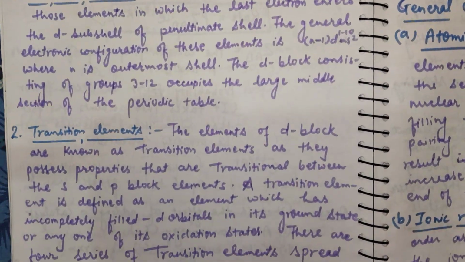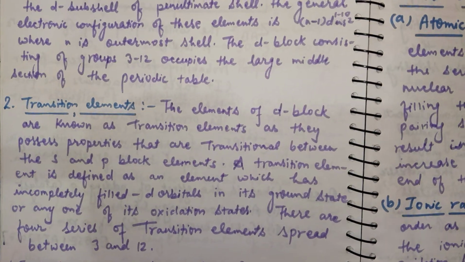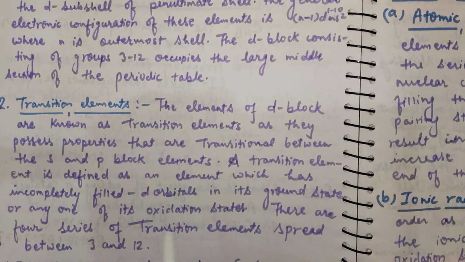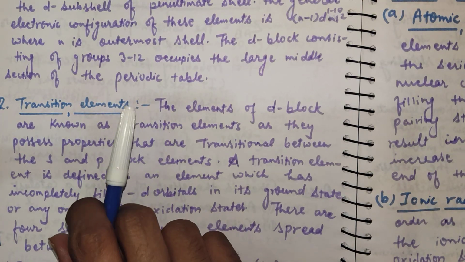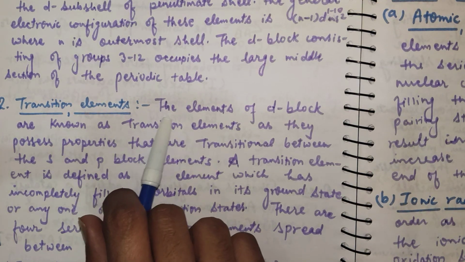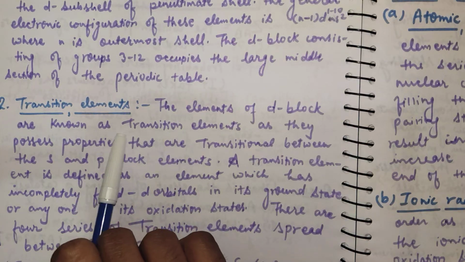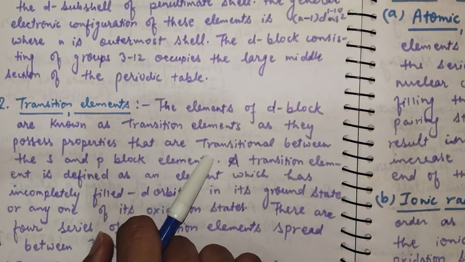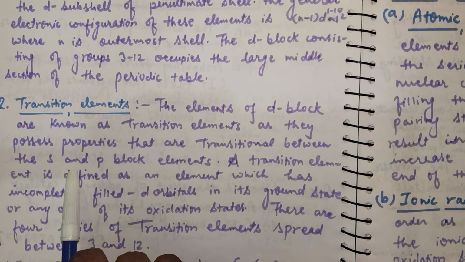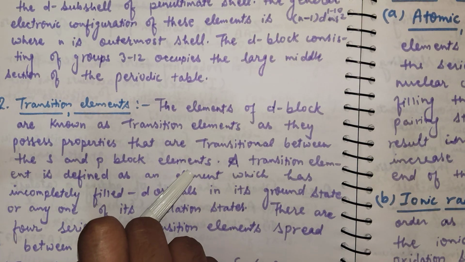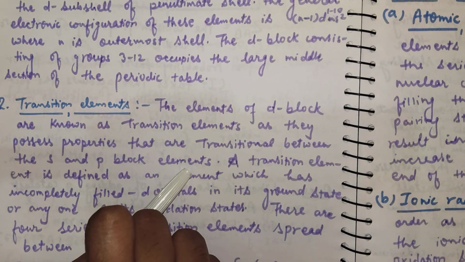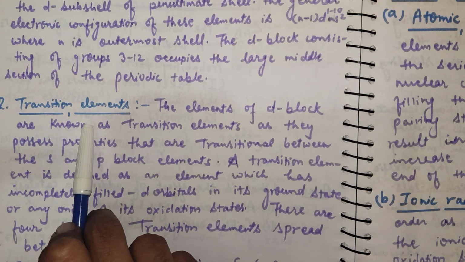In this series we will study the transition elements. D block elements are also called transition elements, and why are they called so? The elements of the D block are known as transition elements as they possess properties that are transitional between the S and P block elements, because they show transition.